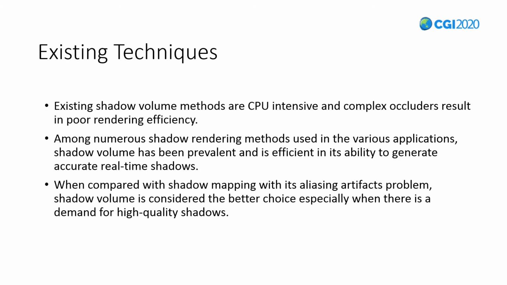Existing techniques. First, existing shadow volume methods are CPU-intensive and complex occluders result in poor rendering efficiency. Second, among numerous shadow rendering methods used in various applications, shadow volume has been prevalent and is efficient in its ability to generate accurate real-time shadows. Third, when compared with shadow mapping, with its aliasing artifacts problem, shadow volume is considered the better choice, especially when there is a demand for high-quality shadows.